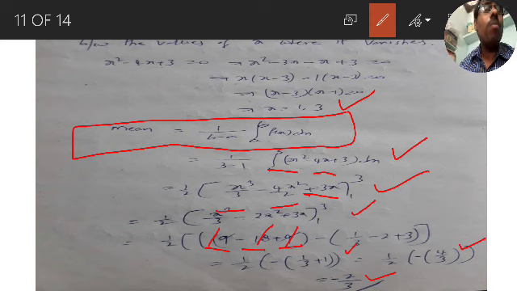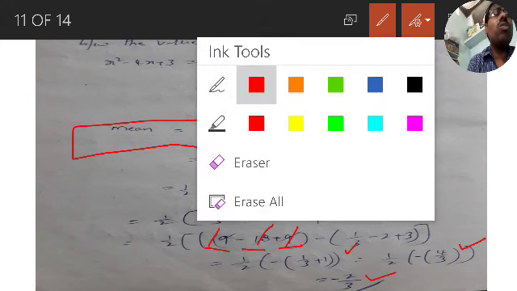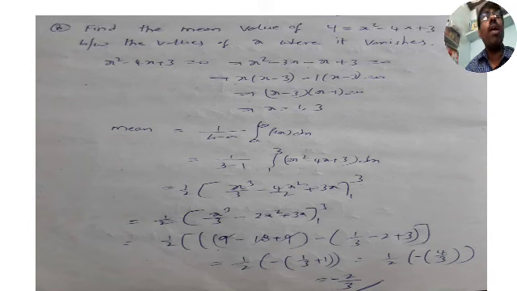From the given problem, what is f of x and what are the limits? Substitute in the mean value formula. Then integrate, upper limit minus lower limit, by the fundamental theorem of integral calculus. Then you are able to find the mean value. So this is my mean, that is minus 2 by 3.